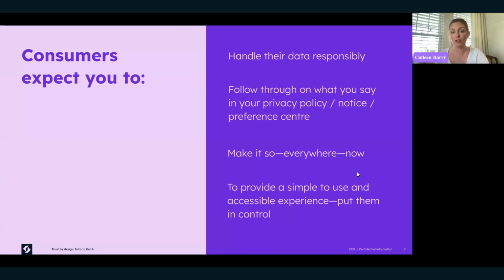So that's number 1 for us, right? Handling our consumers' data responsibly. Number 2, following through on what we say in your privacy policy, in your notices, in your preference centers.